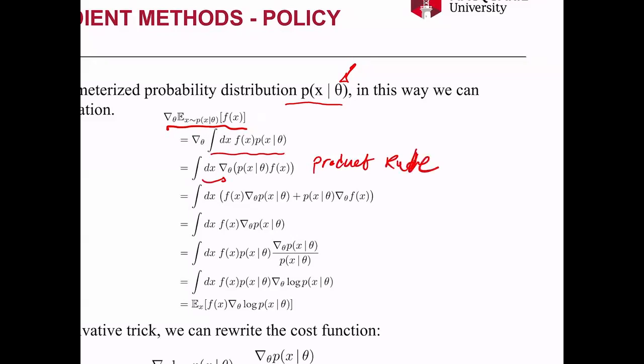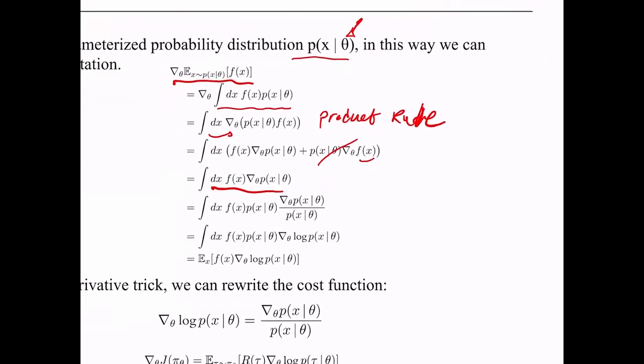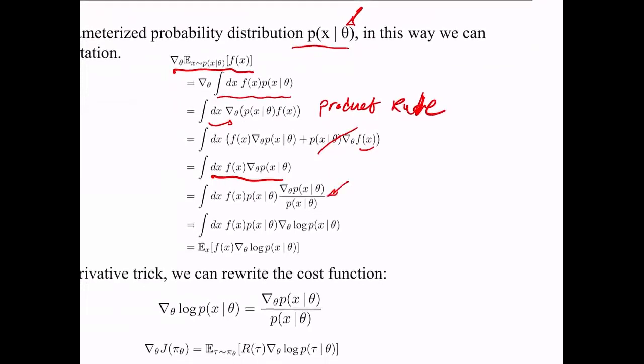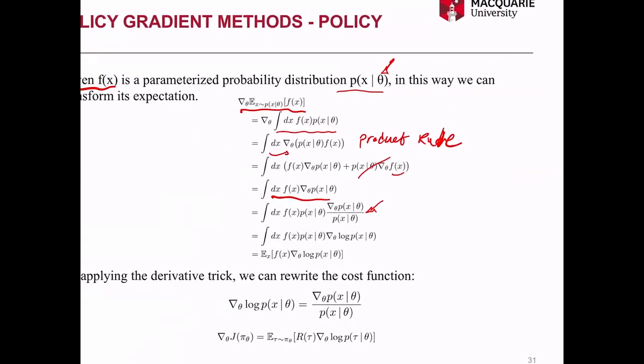Product rule from calculus, and this gradient will be zero because f of x is not dependent on theta. This is the remaining one. We do some extra mathematical gymnastics. It's called the derivative trick, and you know that the derivative of log of something like p of x can be written as this. So remember that d of log of x was 1 over x, right, from calculus. So this is pretty much related to that idea. And yeah, that's the final output.